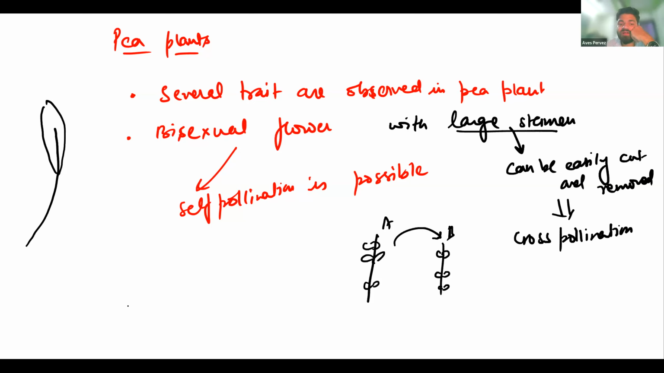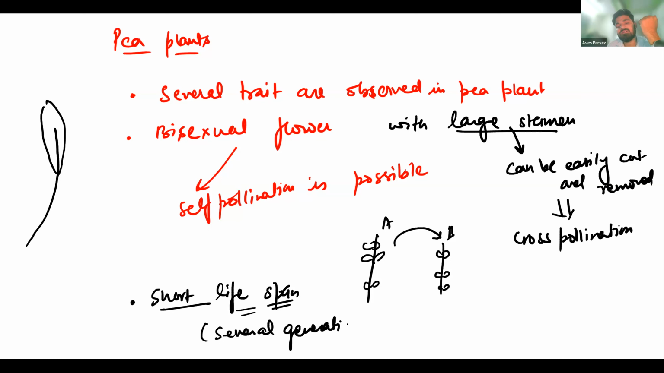Okay, got it. Third thing is that pea plants have a short lifespan. What is the benefit of a short lifespan? We can say that it helps Mendel in studying several generations in a short span of time. A short span enables the observer to study several generations in a short span of time. Due to short lifespan, several generations can be studied.